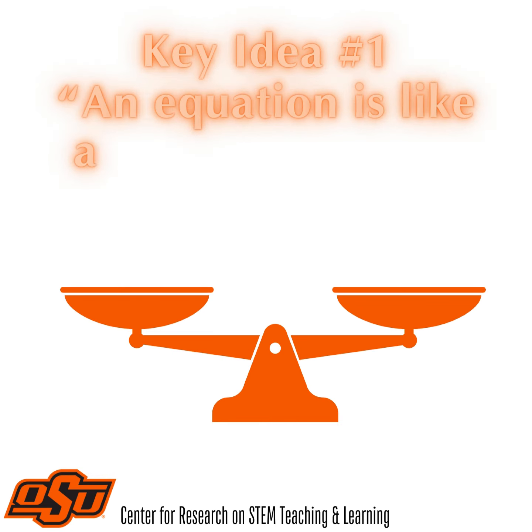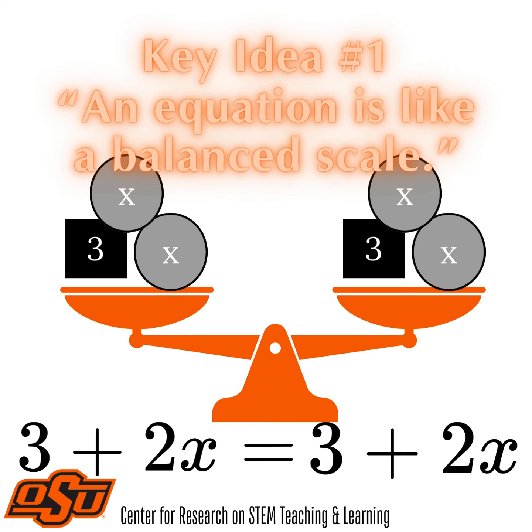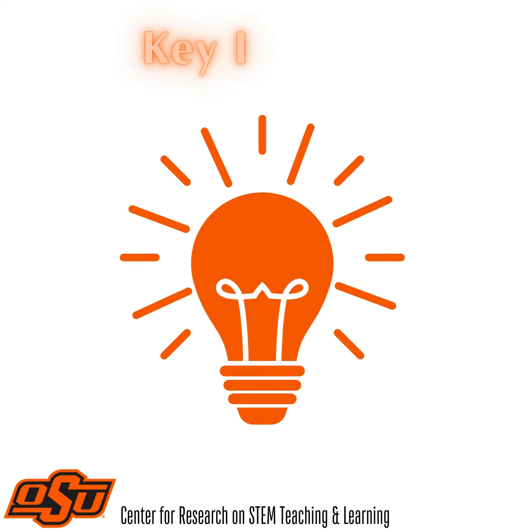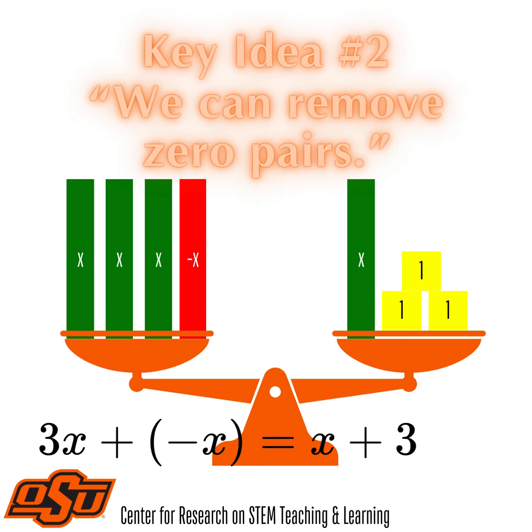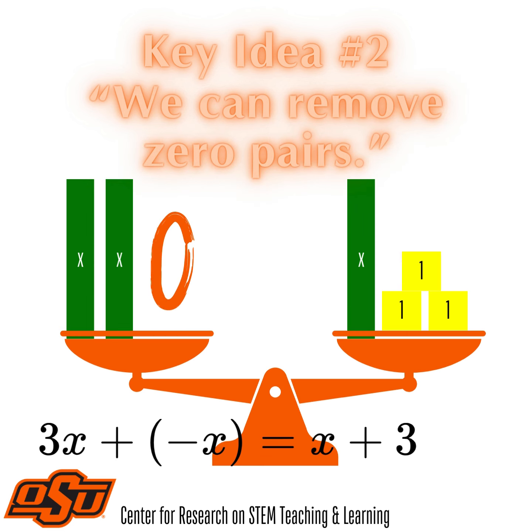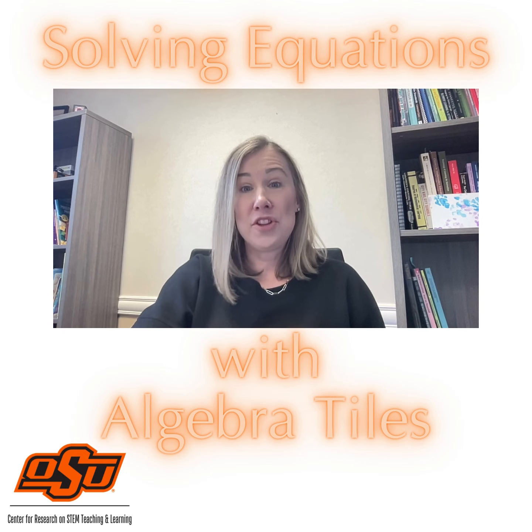There are two key ideas to solving equations with Algebra Tiles. The first key idea is that an equation is like a balanced scale. The second key idea is that we can remove things from the scale if they add to zero. With Algebra Tiles, these are called zero pairs. With those ideas in mind, let's try solving an equation with Algebra Tiles.